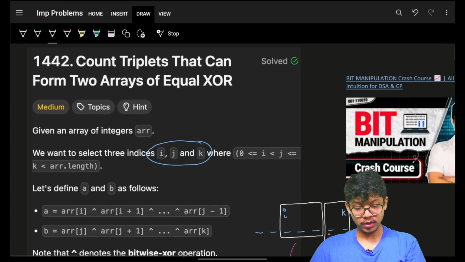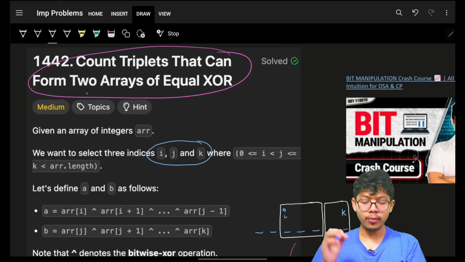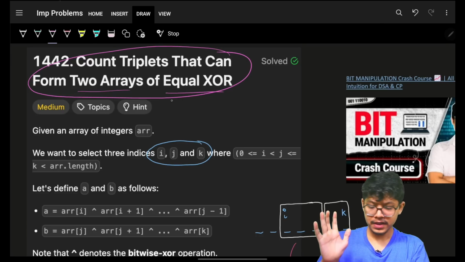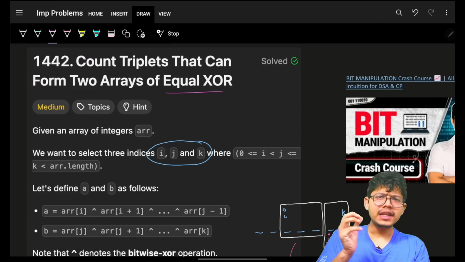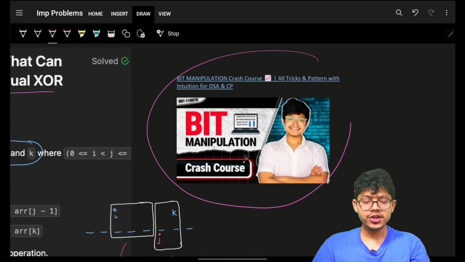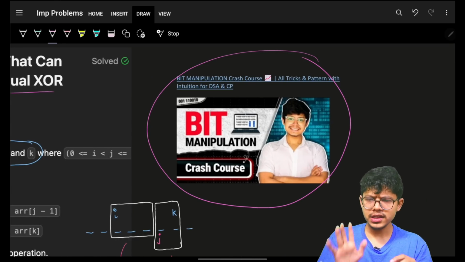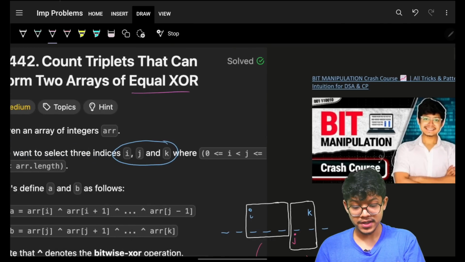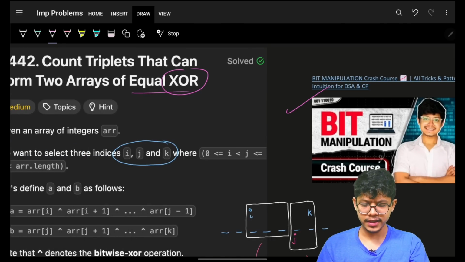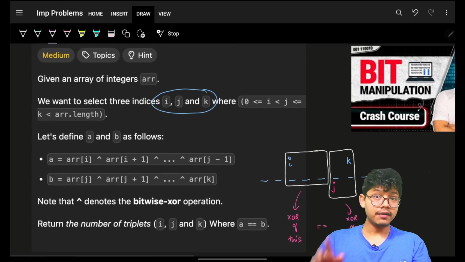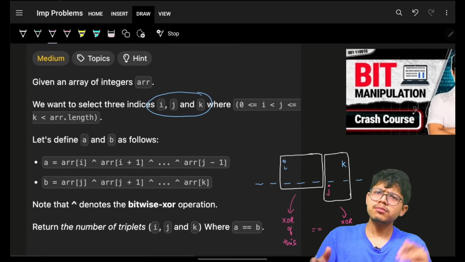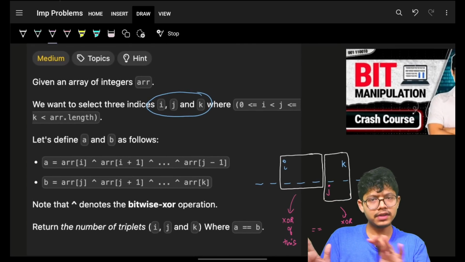In this, we're going to see the problem Count Triplets That Can Form Two Arrays of Equal XOR. If any word or XOR comes in, I expect that you must have watched the bit manipulation crash course to understand all the tricks and formulas used in bit manipulation, especially for XOR, which we have discussed there. Now, coming back, we will discuss 5 approaches to solve this. Mostly, people will not discuss it. That's the reason we'll discuss all the approaches.